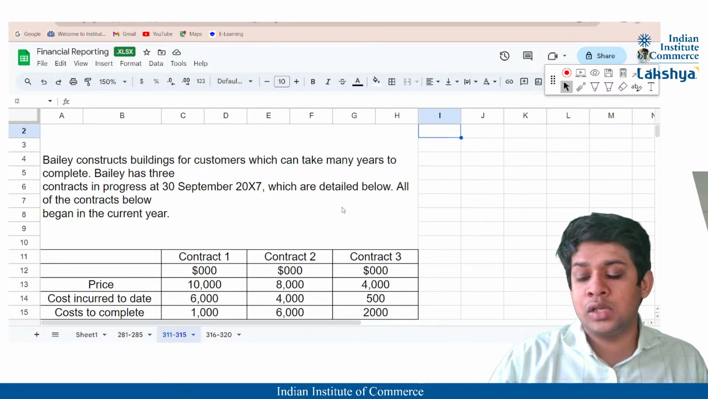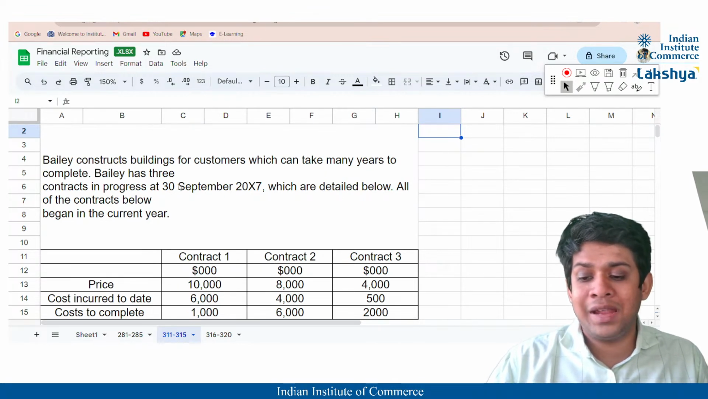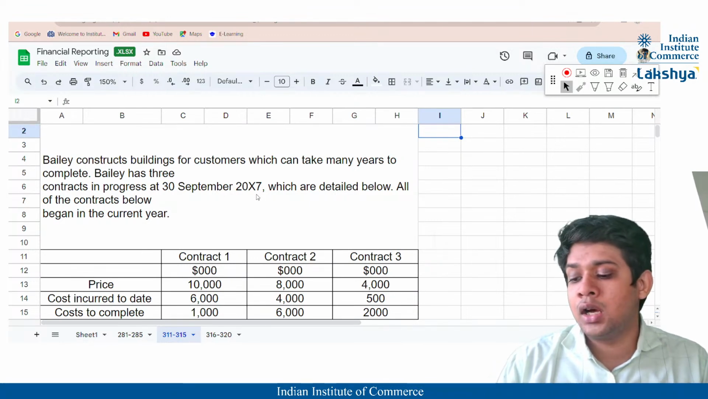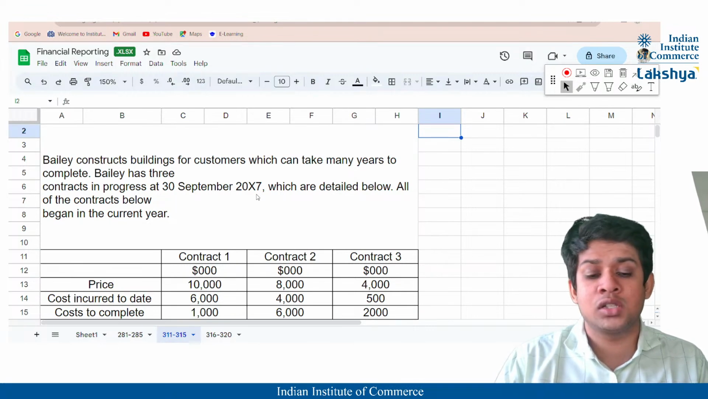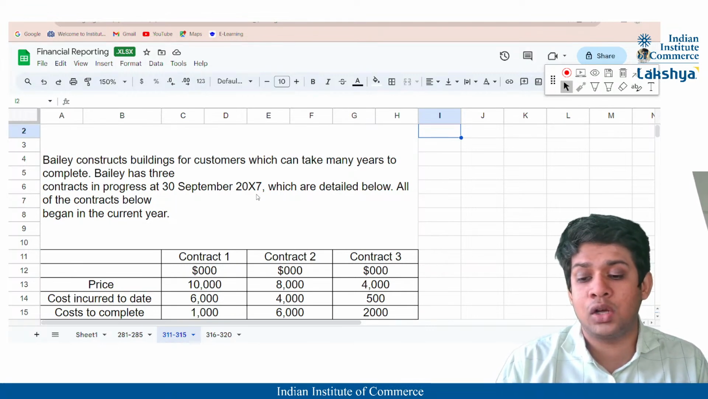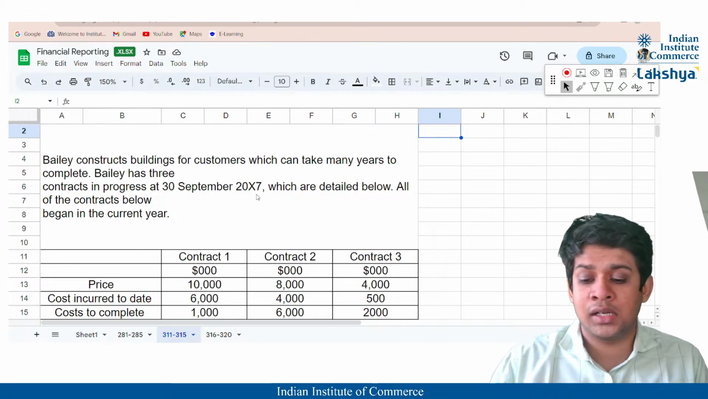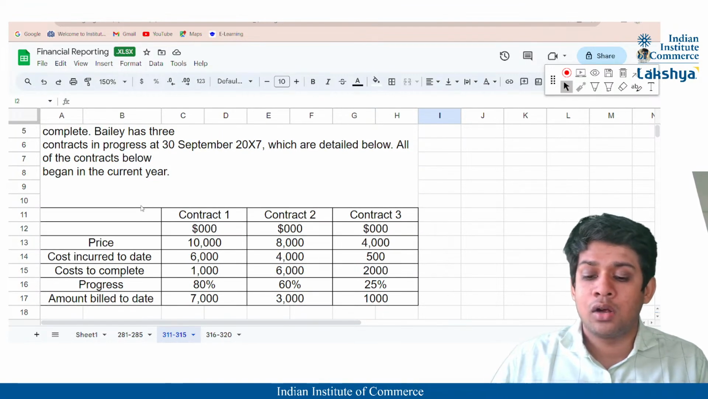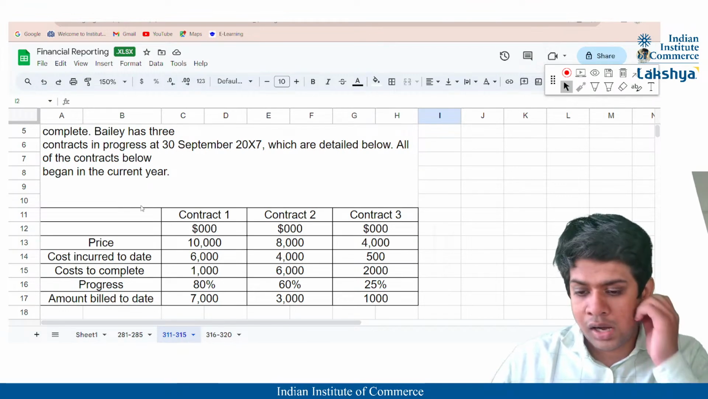So let us read through the scenario. Now Bailey constructs buildings for customers which can take many years to complete. Bailey has three contracts in progress at 30th September 2017. So this is technically a revenue which will be recognized over time because the contract will be completed over time because they are constructing buildings, right? The details of all three contracts are given below, right? All of them began in the current year. Contract 1, Contract 2 and Contract 3.